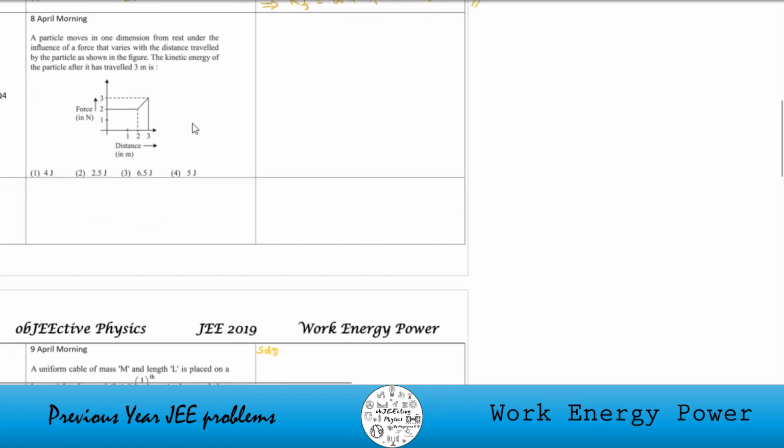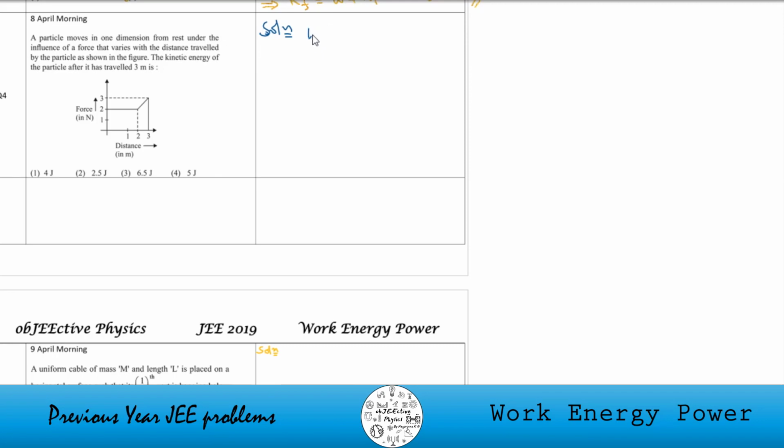Next question. A particle moves in one dimension from rest under the influence of a force that varies with the distance travelled by the particle as shown in the figure. The kinetic energy of the particle after it has travelled 3 meters is. Solution. Force distance graph is given in the question.